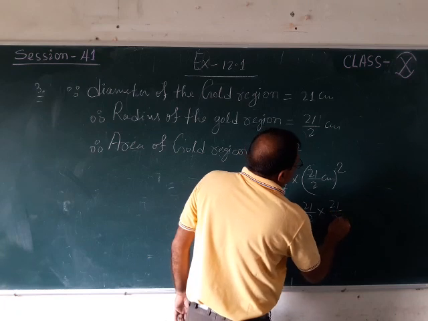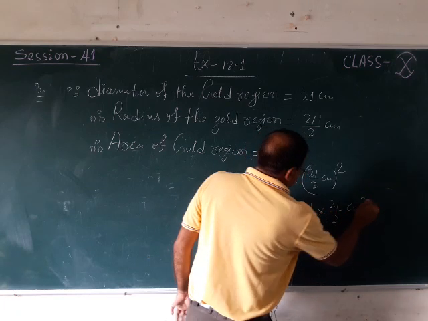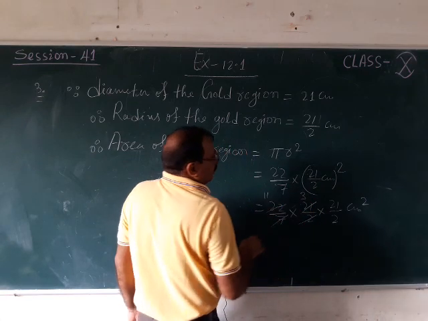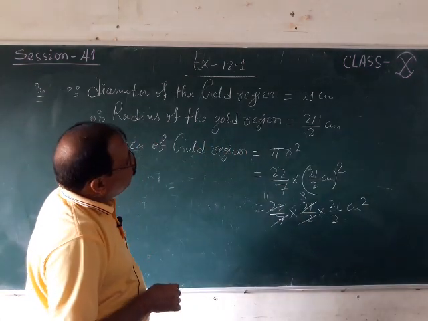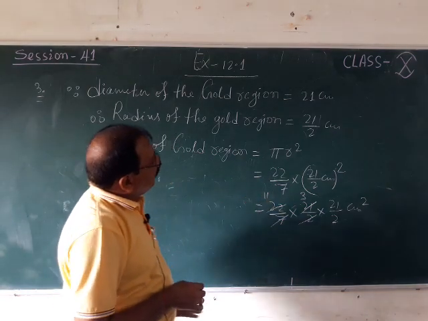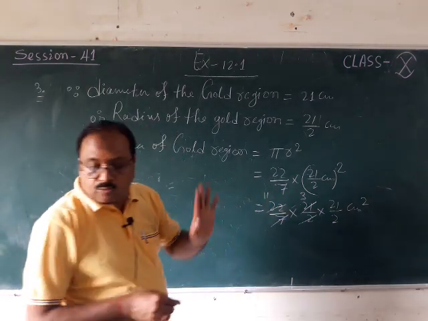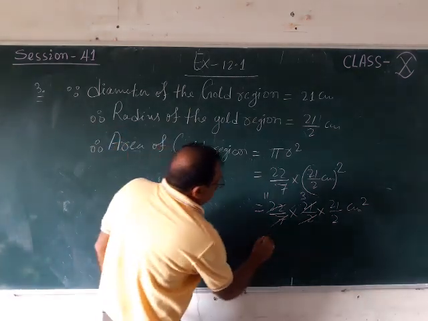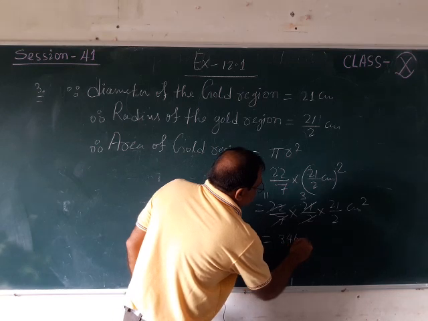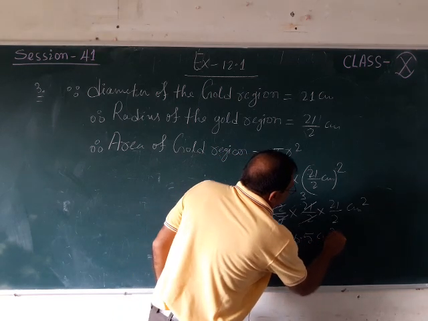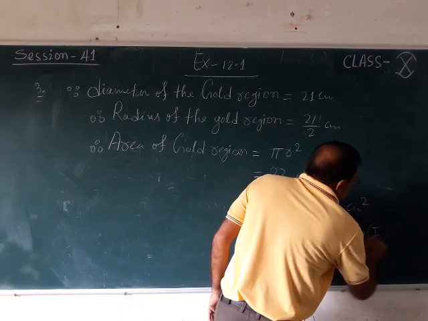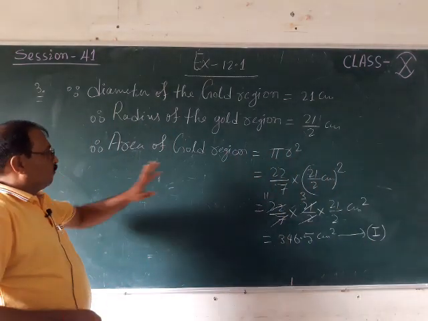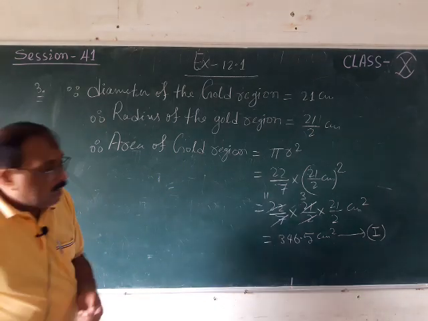Write it like that, cm square: 7 threes are 21, and 2, cancel; 22 becomes 11, then you multiply 11 by 3, 33, and 21. If you calculate this number, you will have 346.5 cm square, and this is your answer number 1. Like that, you have to find 5 answers. First, the gold region you have got.